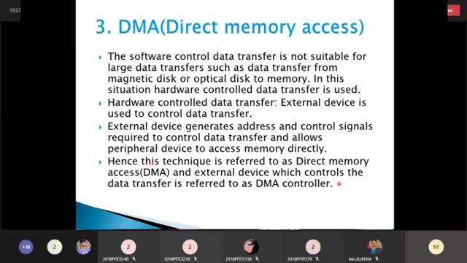The external device which controls the data transfer, we call a DMA controller. So what is meant by DMA? It is where we directly access the memory, and the external device which controls the data transfer is called a DMA controller. The software which controls the data transfer is not suitable for a large amount of data transfer from magnetic disk or optical disk to memory or vice versa. So during that time only we handle this with DMA.